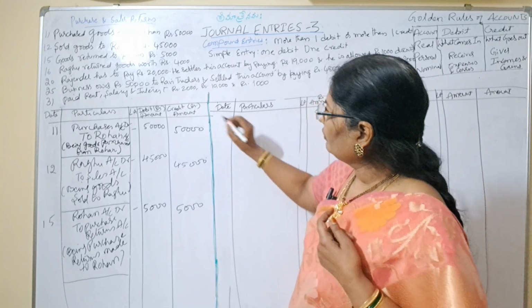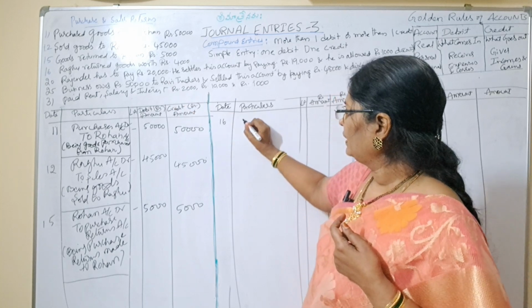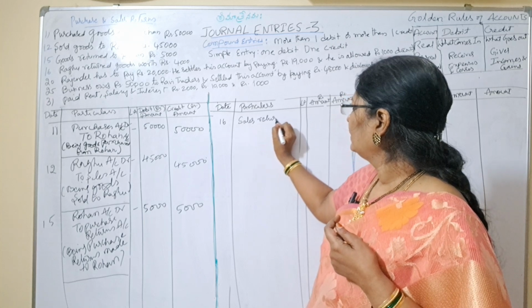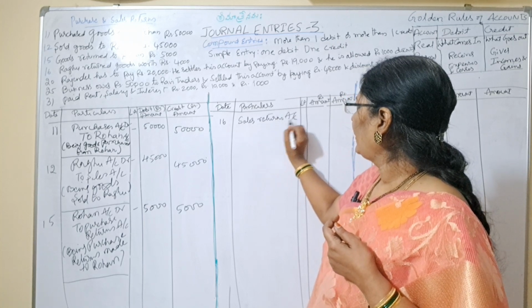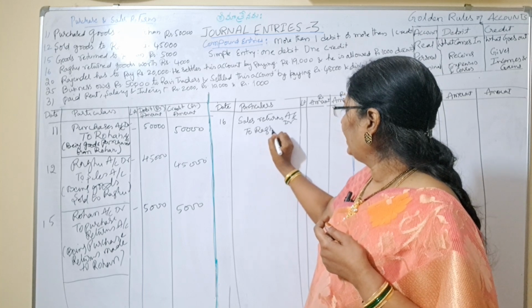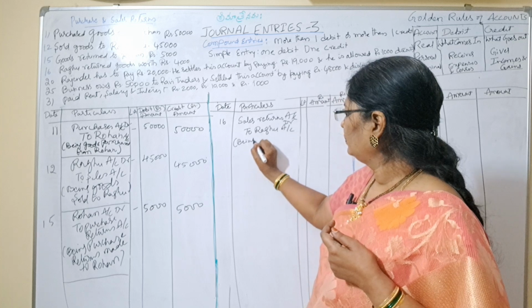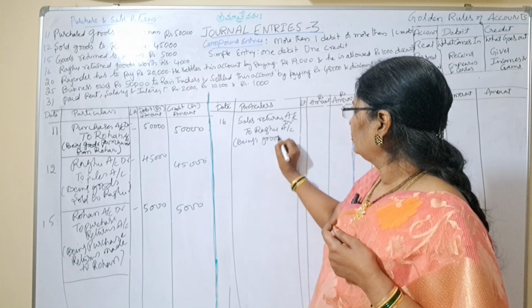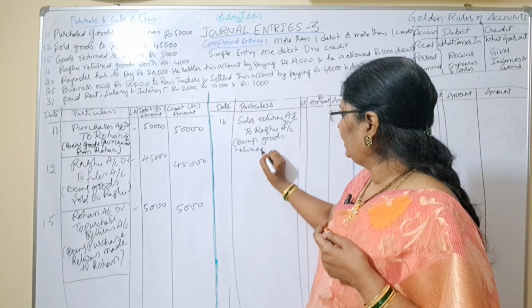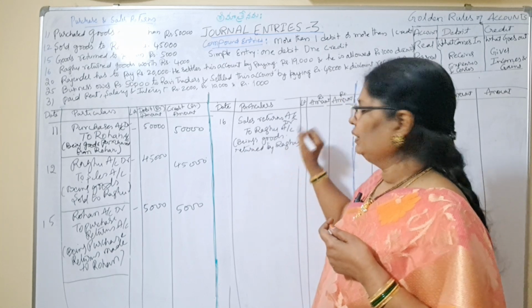So what is the date? 16th. Sales returns account debtor to Raghu account, being goods returned by Raghu.